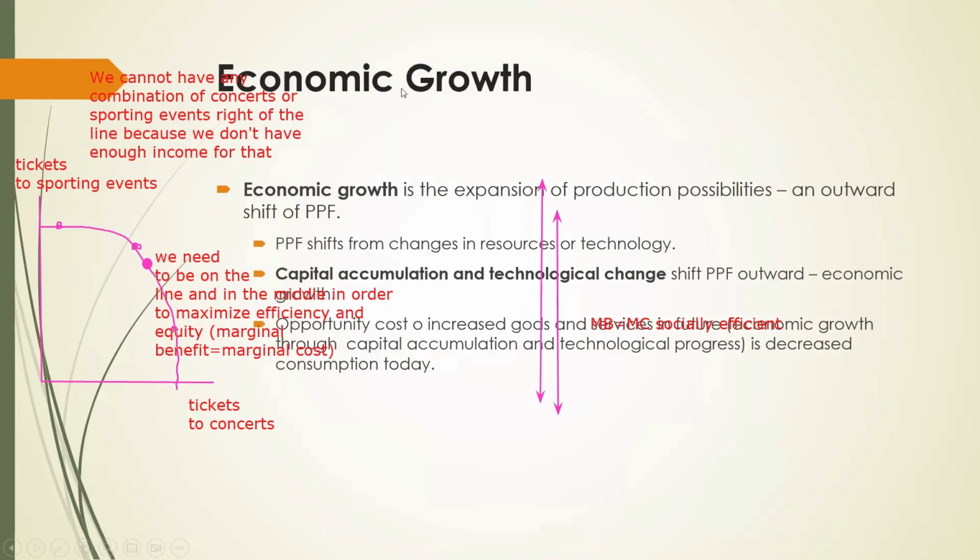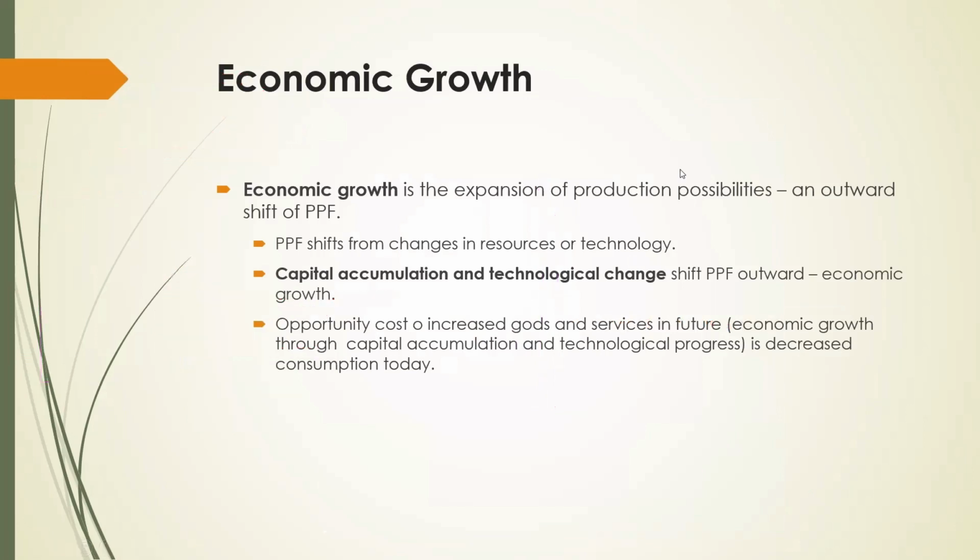And then economic growth. Economic growth is the expansion of production possibilities, an outward shift of the PPF. With this, we can afford more. We can do this through capital accumulation and technological change. As technology gets better, we can shift out.